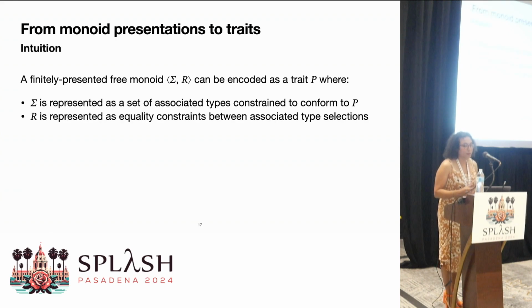So in broad strokes, we can define the encoding that way. We can say that each letter of the monoid is an associative type constrained by the trait that introduces it. So an associative type with a recursive constraint, as we've seen with the collection and the element before. And then we'll say that every pair that is intercongruent is represented by an equality constraint defined in the trait.